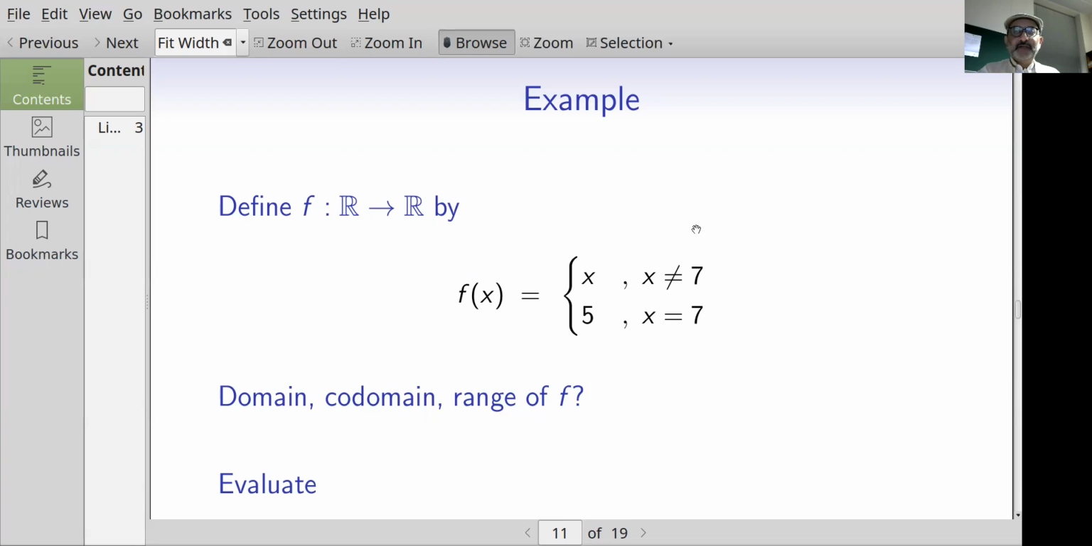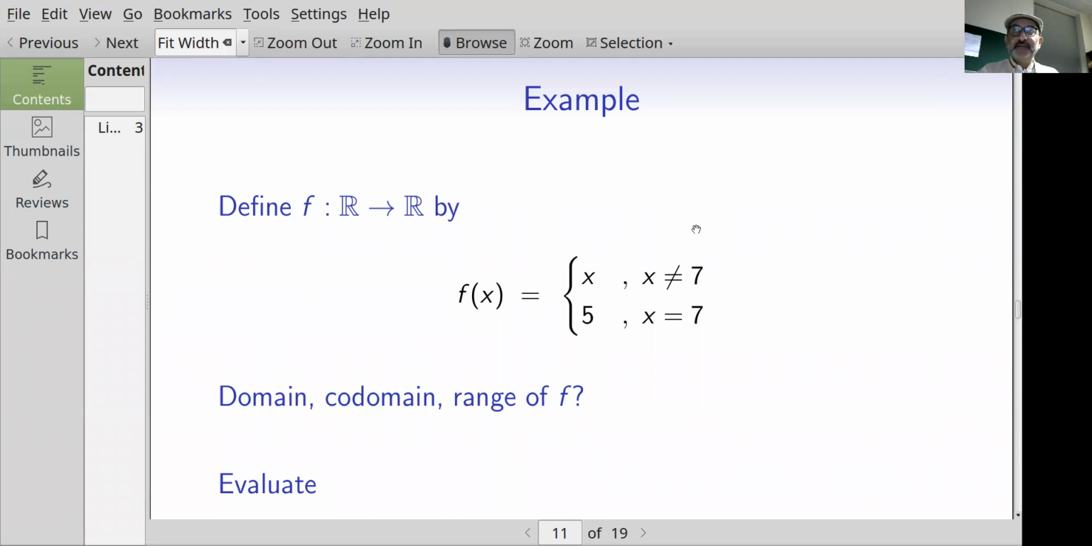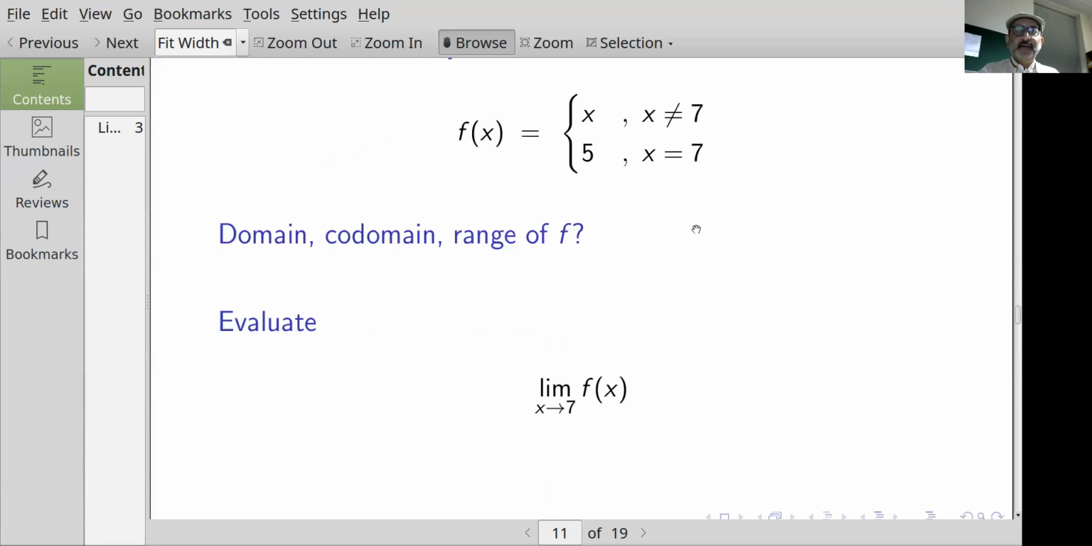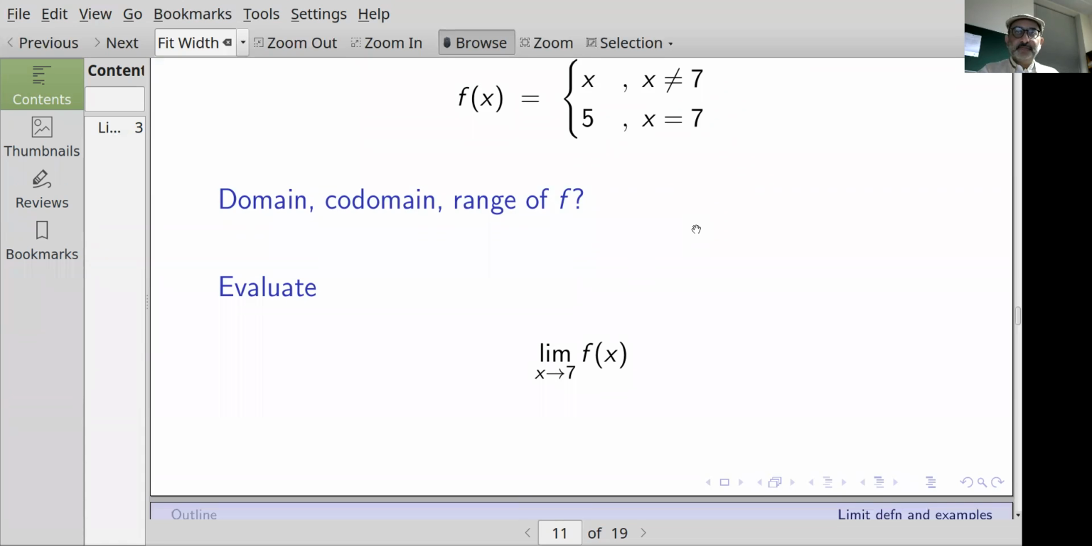Well, if we exclude x is equal to 7, you get all the numbers except when x is equal to 7, and then when x is equal to 7, f of x is equal to 5. So the range seems to be all of the reals except for 7, right? There's no input x such that f of x is equal to 7. Okay, so I'll ask you to think about this. Let's evaluate the limit as x goes to 7 of f of x.